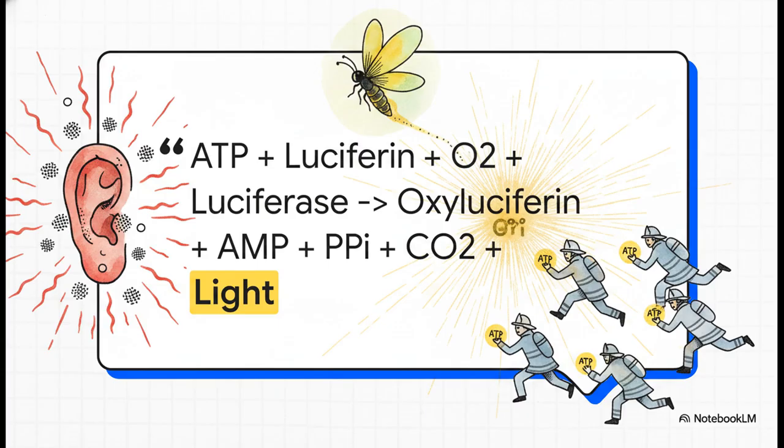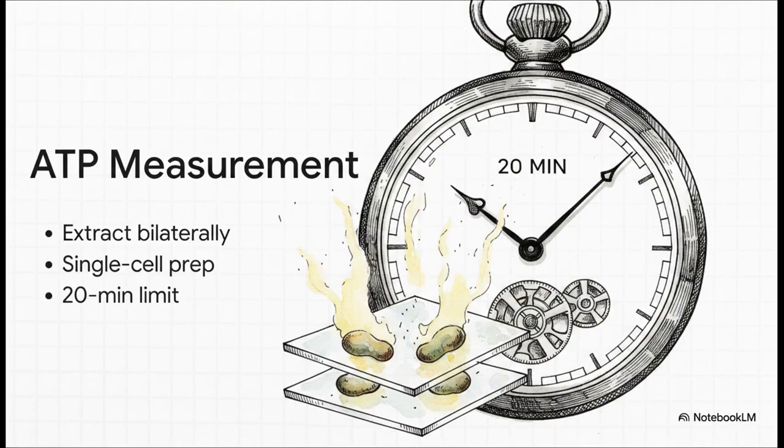Pretty cool, right? Now, what's really fascinating, and definitely a prime target for test questions, is the super strict operational window you have on day 8. You extract the draining auricular lymph nodes bilaterally. That just means from both ears. Then, you literally crush them between glass slides to create a single-cell suspension.